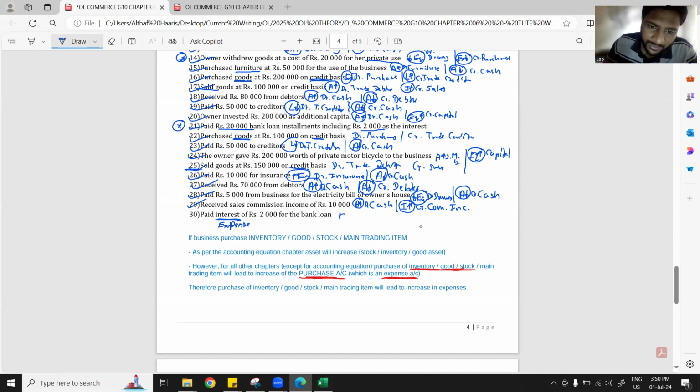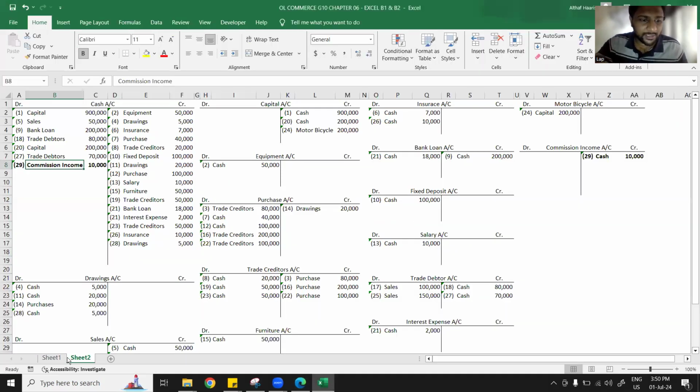So expenses are debit, interest expense. And your money is going out. Cash, asset is decreasing, credit. Interest expense debit, cash credit.